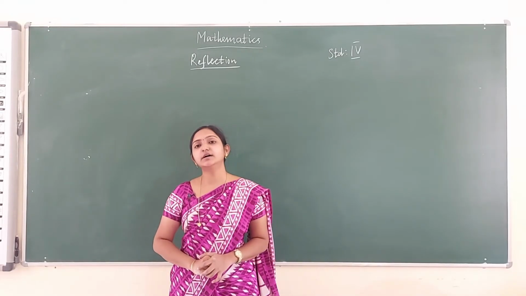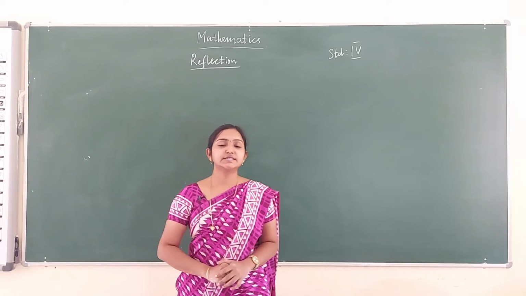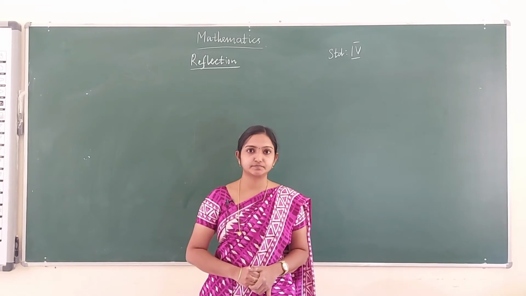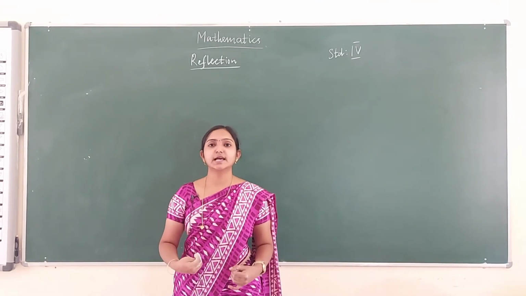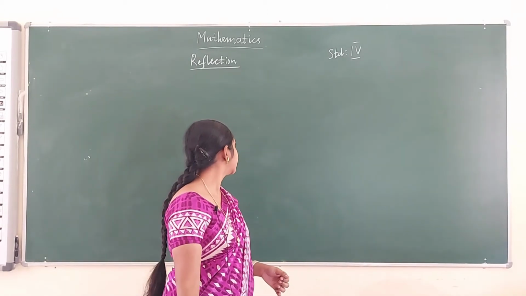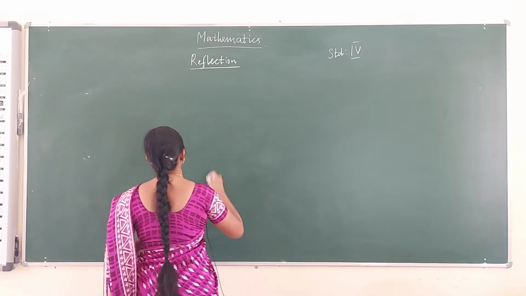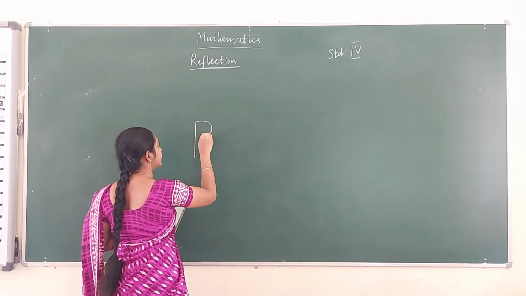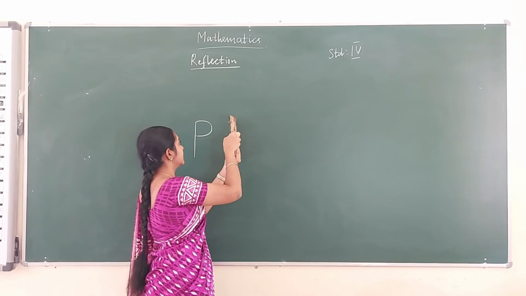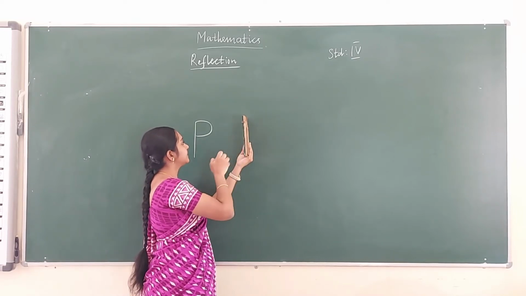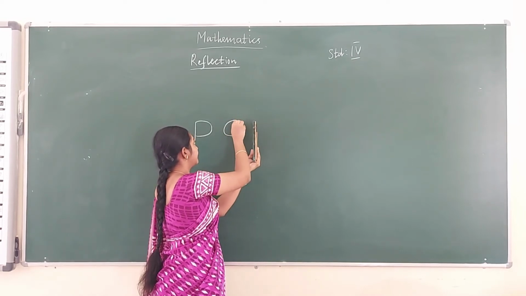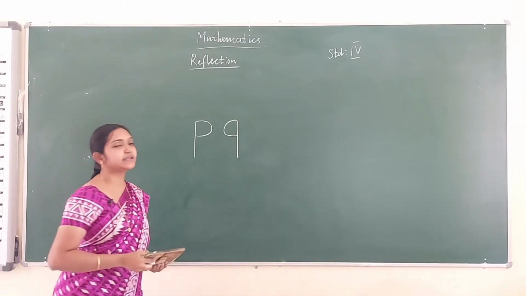Next we are going to learn about reflection. We stand in front of the mirror and see our image. That is due to reflection. The size of the object and the size that you see in the image will look the same. Now consider a letter P. Now we are going to find the image of the letter P using the mirror. Place a mirror and you can see the reflected image of P. The reflected image of P is like this.